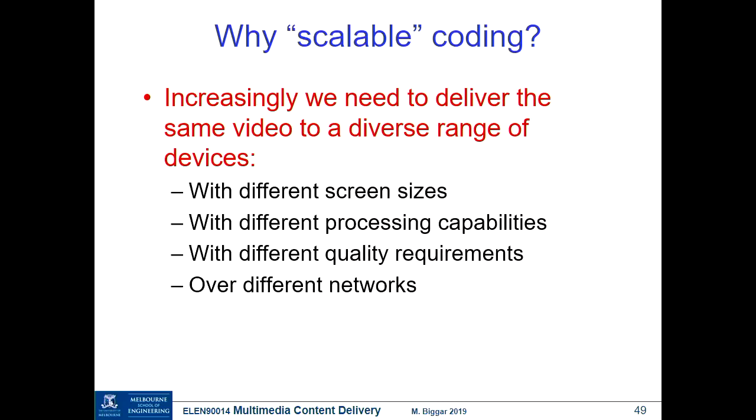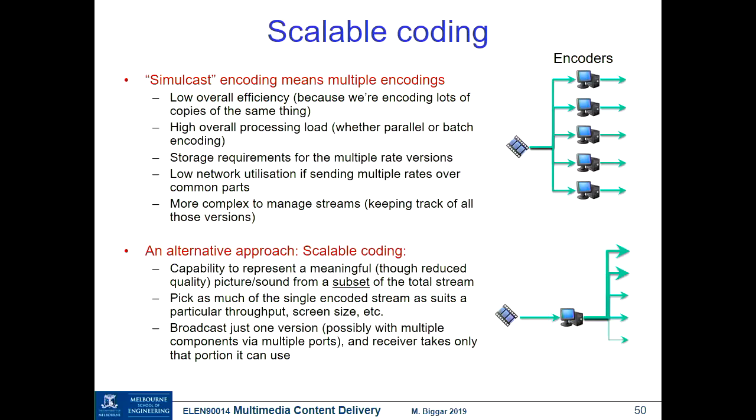Right, so we're potentially delivering to different screen sizes, different processing capabilities, different quality requirements, and over different networks. And so the obvious way to do it is what's called simulcast. It's obvious in that all we do is take the source video and encode it multiple times with multiple encoders to get the best trade-off of quality and bit rate for each of our target bit rates.